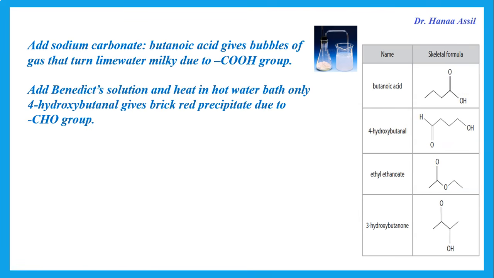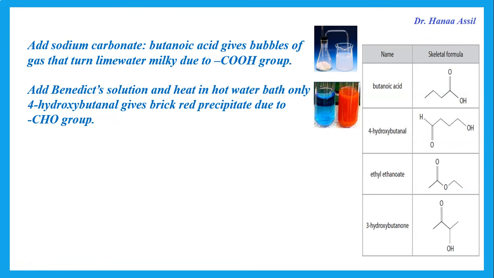What about the 4-hydroxybutanal? This is an aldehyde. The test for aldehyde can either be Benedict's or Fehling's or Tollens. So you can say Tollens reagent and it should give a silver mirror with the aldehyde, or add Benedict's solution and heat in a hot water bath. Only the 4-hydroxybutanal gives a brick red precipitate due to the presence of the CHO or the aldehyde group.